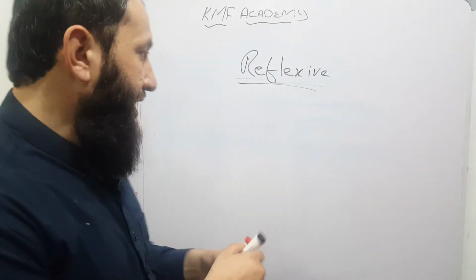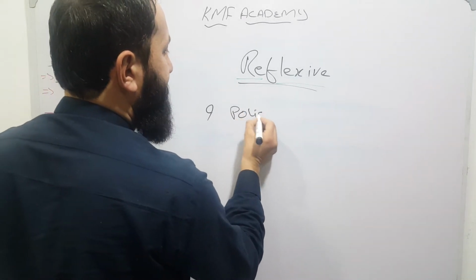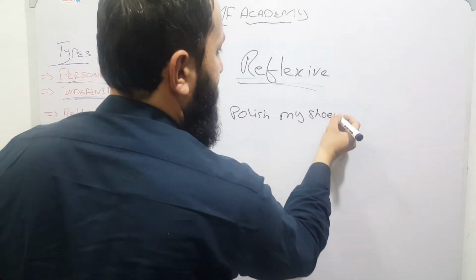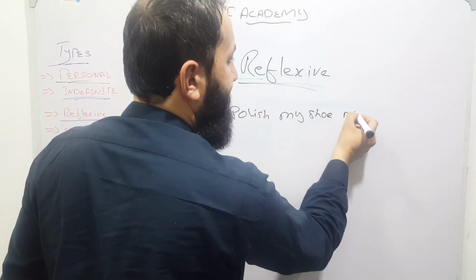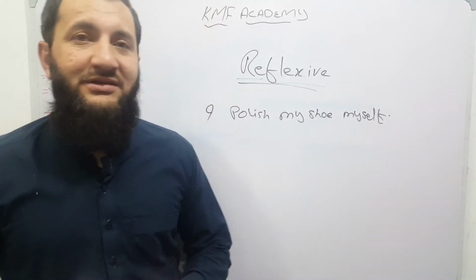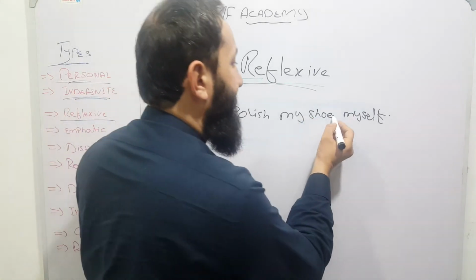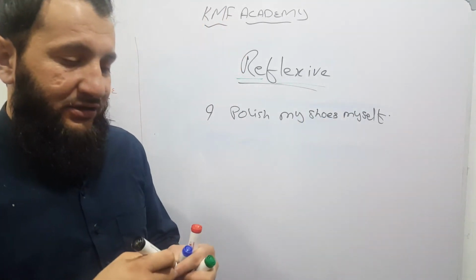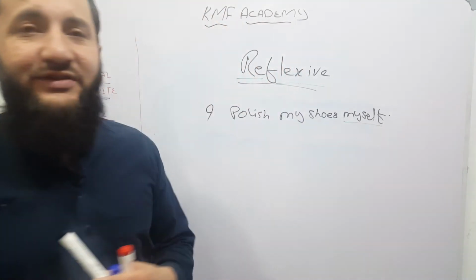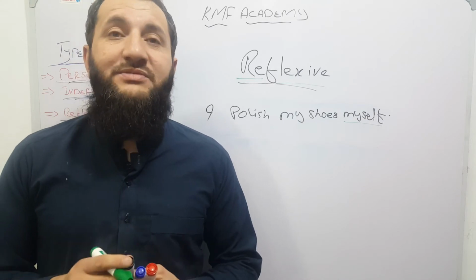For example, I polish my shoe myself. Now, who has polished the shoes? I have polished my shoes myself. It means that the action has come back to me. So, what is myself here? Myself is called a reflexive pronoun. Hopefully this makes sense.